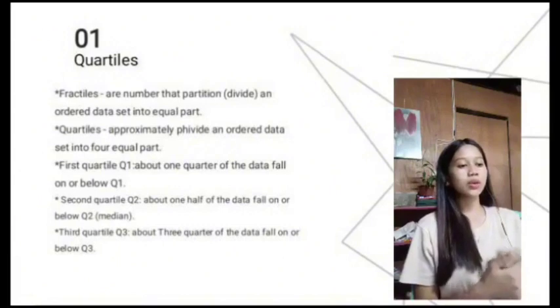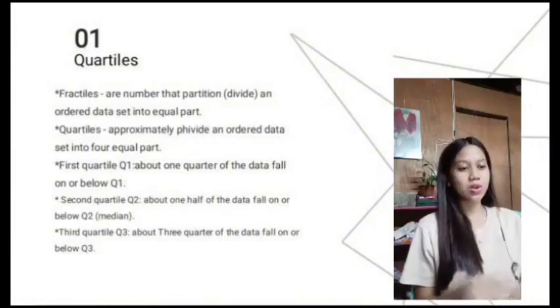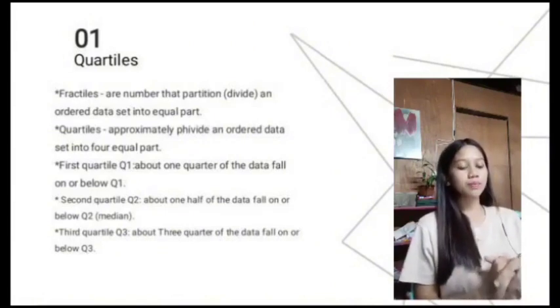Q1, the first quartile, is the 25% position. About 25% of the values are less than Q1, so about one quarter of the data is at or below Q1.